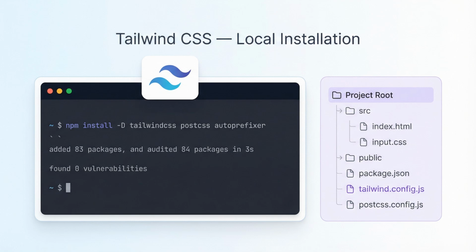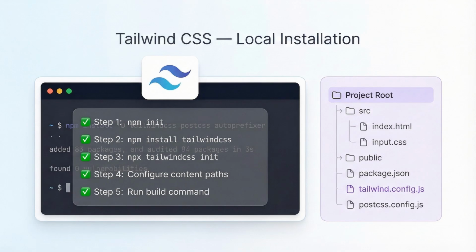A student asks about local installation of Tailwind CSS, how to set it up properly in a local development environment rather than using a CDN link. The instructor confirms this will be covered in the lab or terminal session. Local Tailwind installation involves using Node.js and NPM, initializing a config file, and setting up a build process. It's a bit more involved than just dropping in a CDN link.